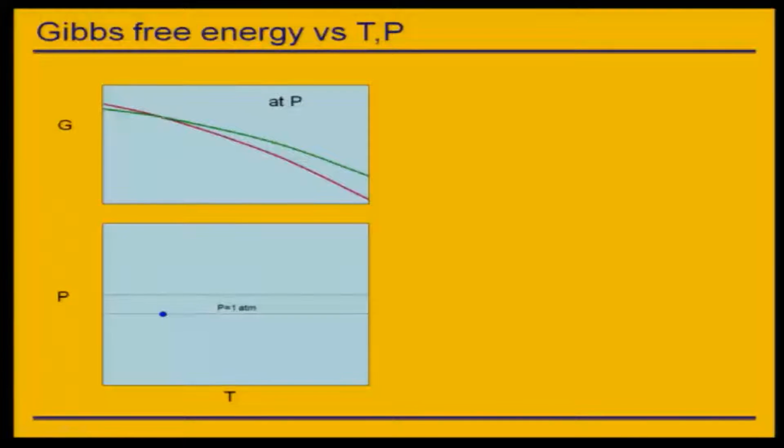The nature of the curves will not change, but the point at which they intersect will change. That is what is shown here: it intersects at a different point than the previous point, and this is given by the new point. Now, if I translate the temperature at which they cut to the pressure temperature axis, I get a new blue point. This is the way I can generate many such blue points.